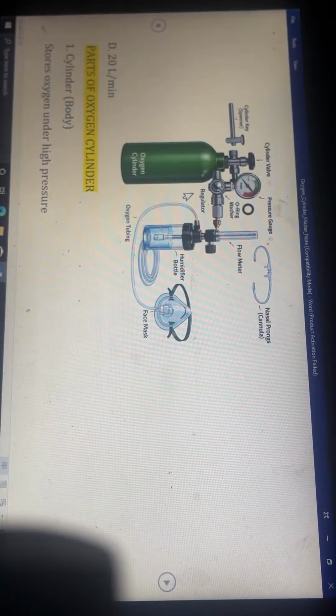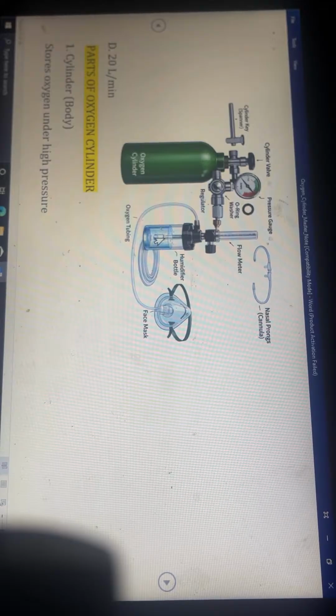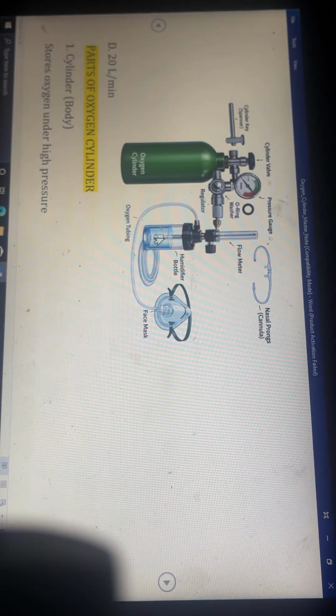Then the humidifying cup, the humidifying bottle or the humidifying cup contains not pure water, not tap water, not anyhow water, but what? Sterile water or distilled water. And the humidifying cup helps to do what? To moisten the air, to avoid dry air from reaching the patient, because putting that nasal prong into the nose, sometimes it is very uncomfortable for the patient.